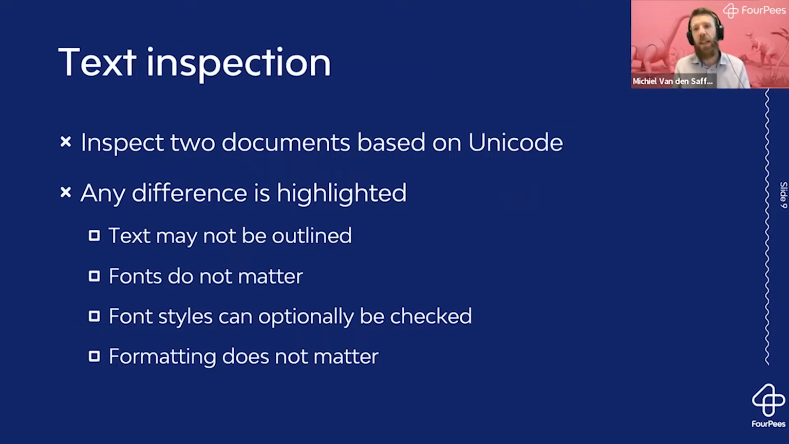Text inspection is not looking at what the words say. It's not looking at what the text looks like. It's looking at the Unicode values behind them. That has advantages in the way that the formatting of the document doesn't matter. You can compare a Word document or a PDF text document to a layout artwork file. You could compare two artwork files to each other. You could compare stuff that is using different fonts with each other.